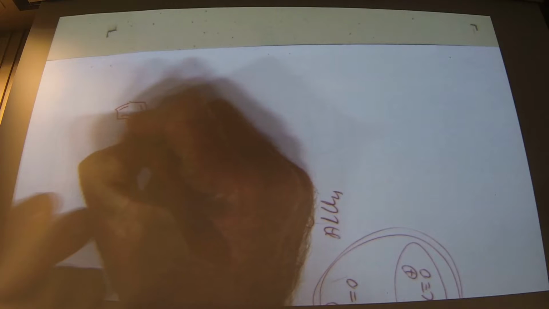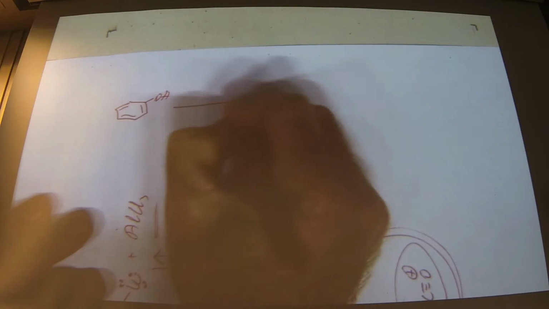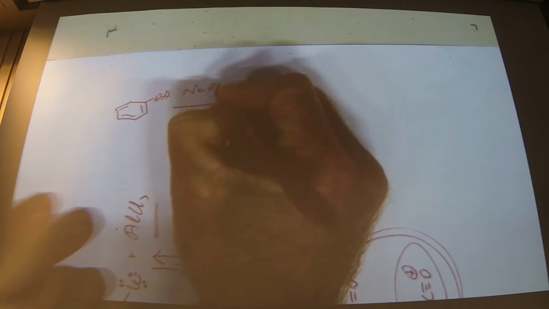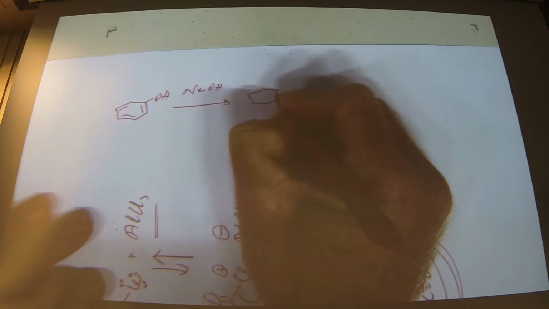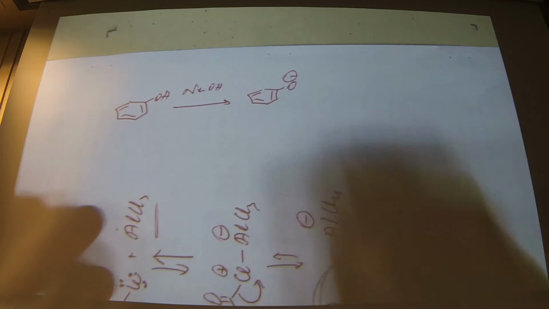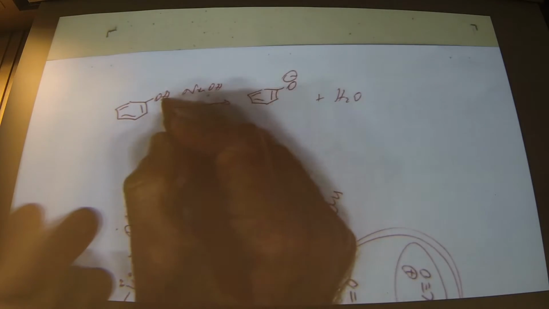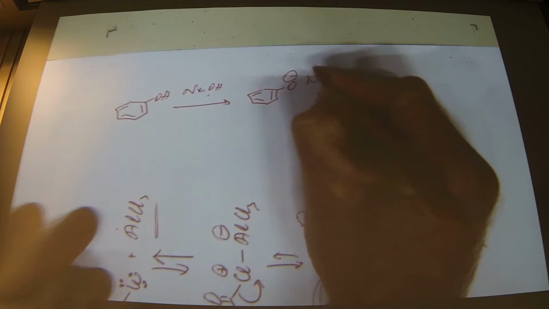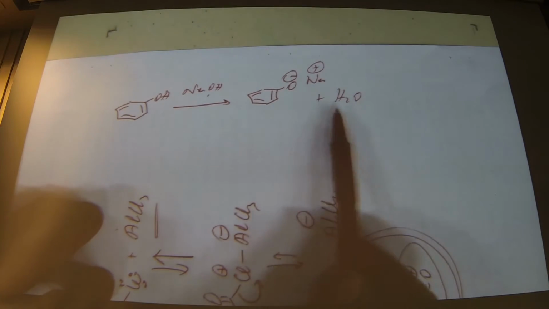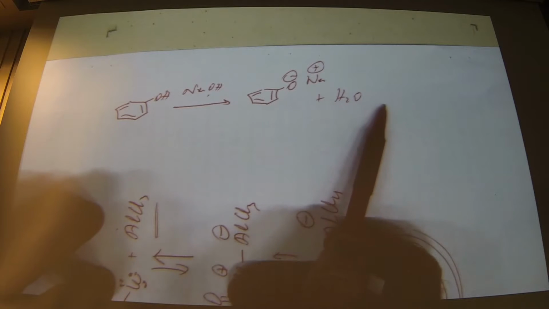Okay, so we saw the reaction of phenols in the Williamson ether synthesis, right? We saw that phenol could be converted with sodium hydroxide to the phenoxide. This works really well because there's about a million-fold difference in acidity between phenol and water, right? You get water and sodium phenoxide here. And the difference in acidity is about 1 million, so this reaction goes to completion.